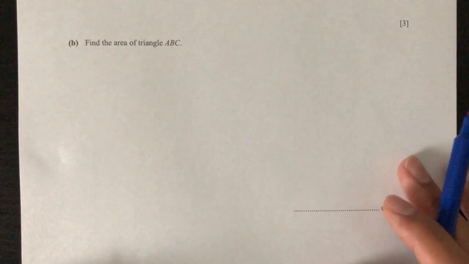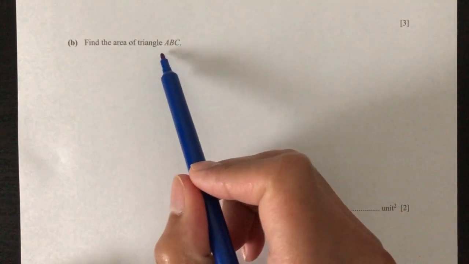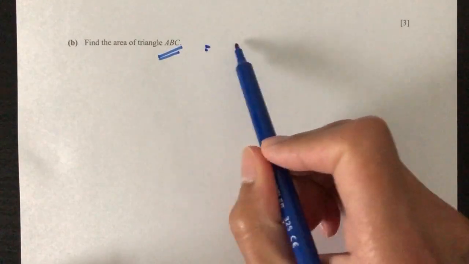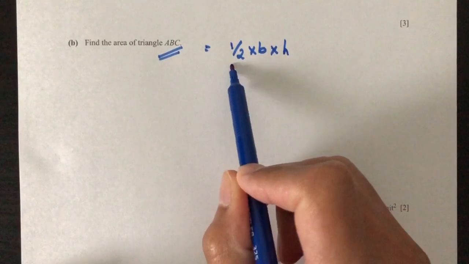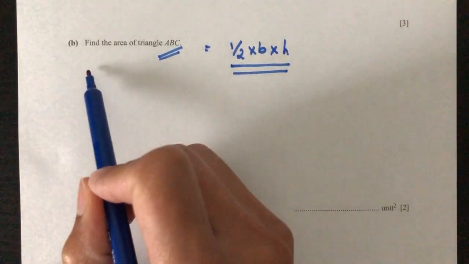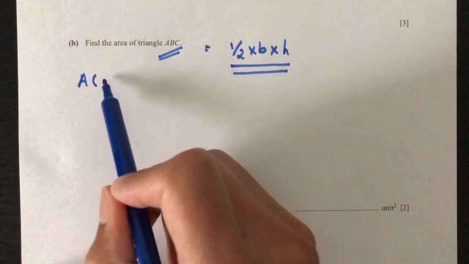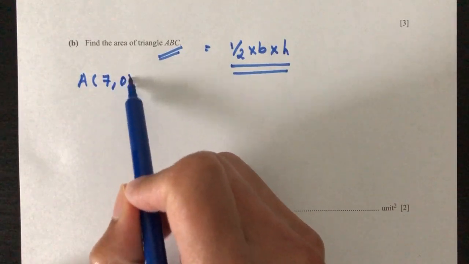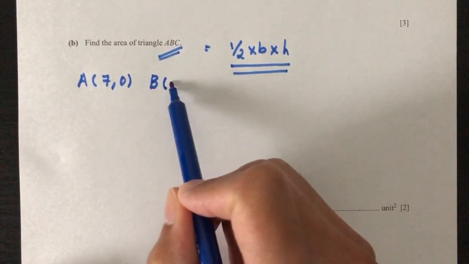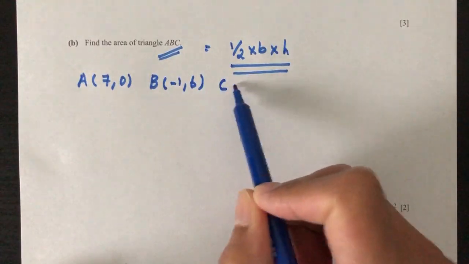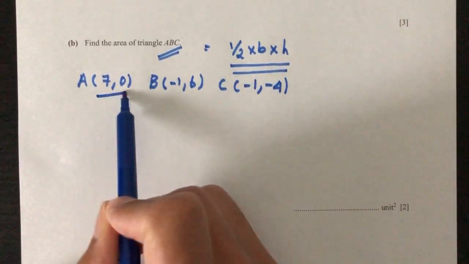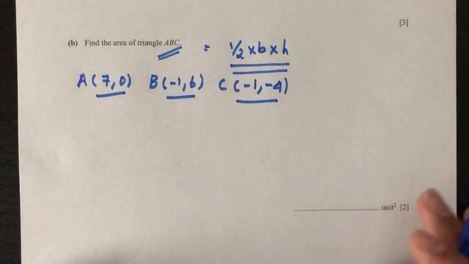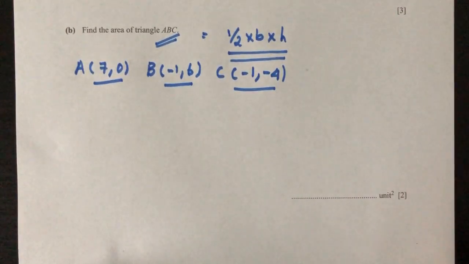It says, find the area of triangle ABC. In this case, usually we know the area of a triangle is half times base times height. That's the usual formula. But in this case, we know A is given by 7, 0, B is given by minus 1, 6, and C is given by minus 1, minus 4. Since we know all the 3 points of the triangle, we can find the area by using a formula.